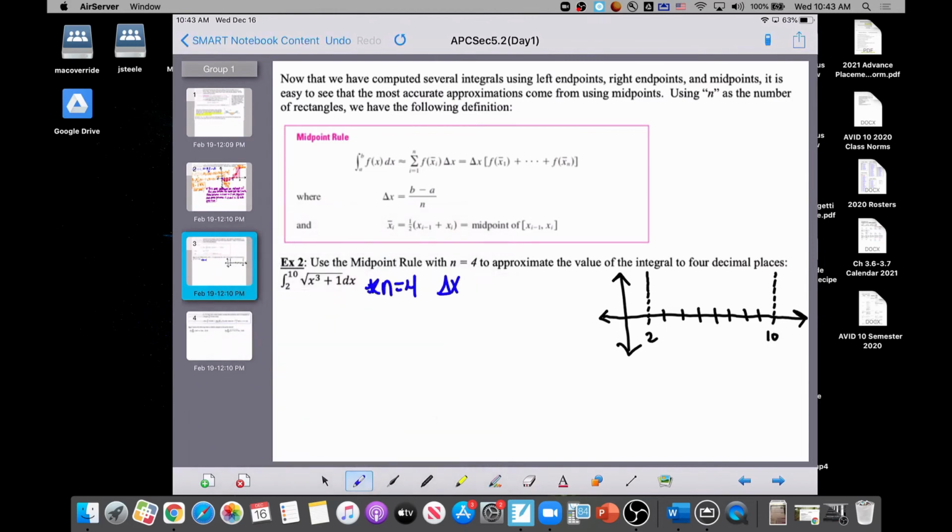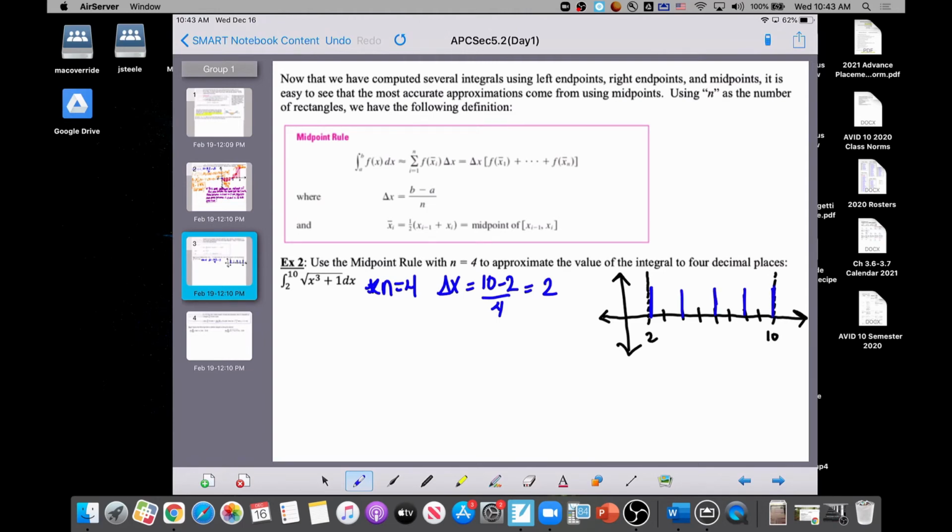then our delta x is going to be equal to b minus a, so 10 minus 2 divided by 4, which is 8 over 4, which is 2. So basically, the base of each of our rectangles is going to be 2 units long, right? So from here to here, there to there, there to there, and there to there.